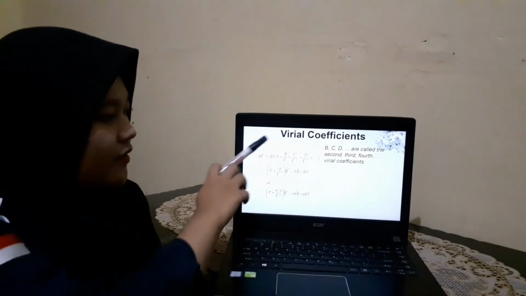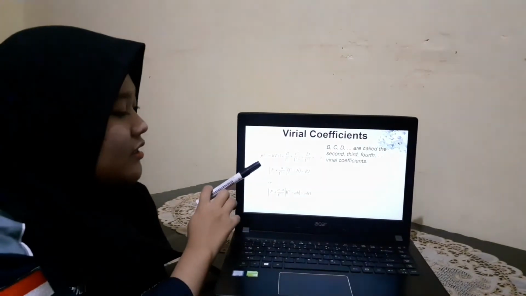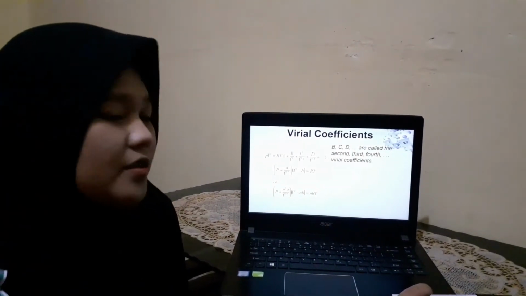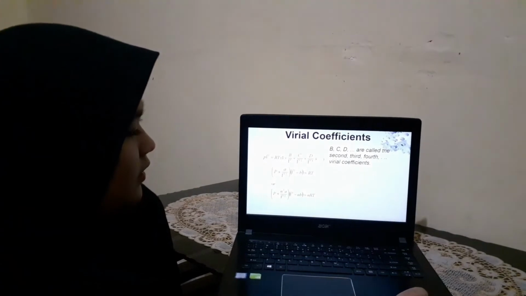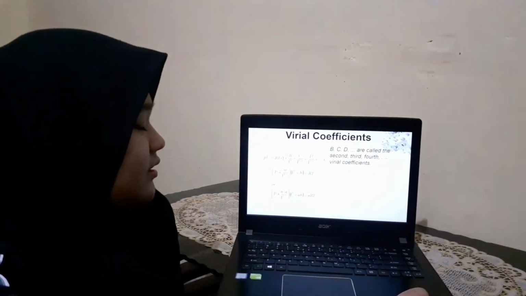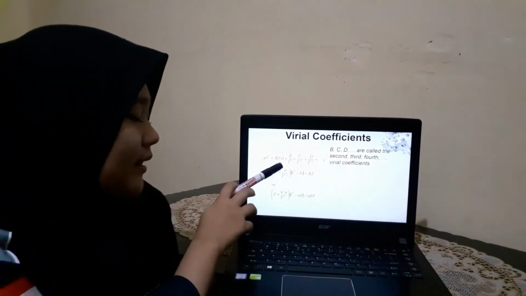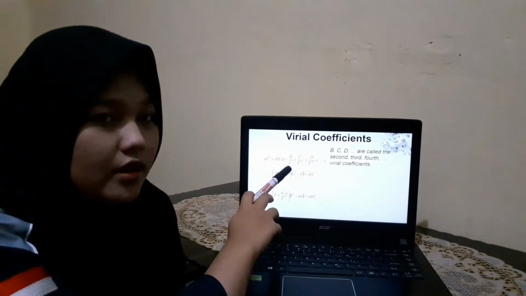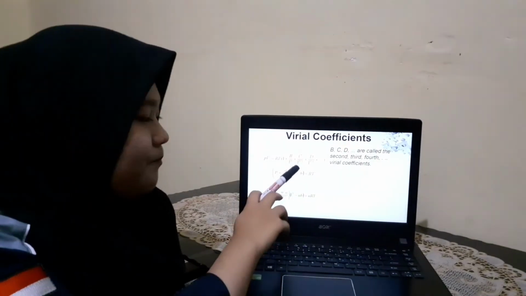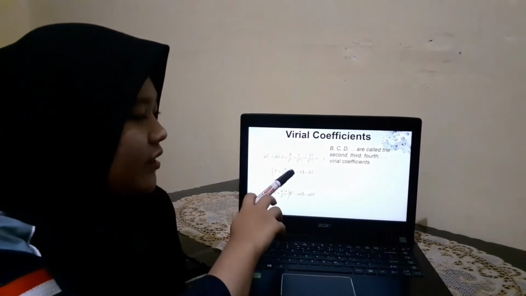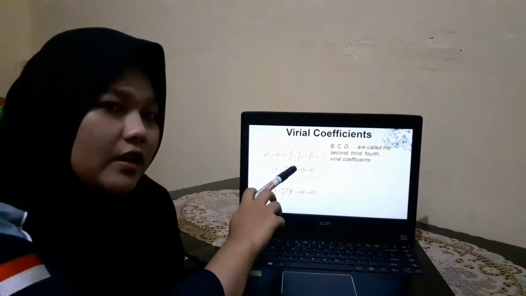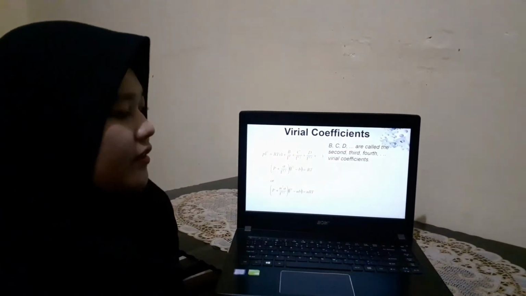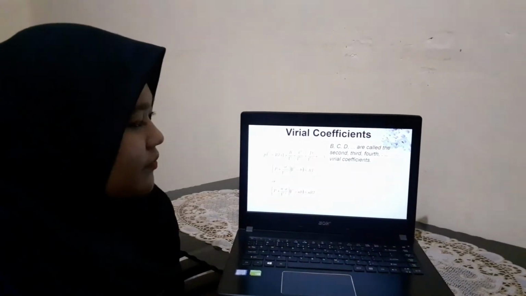So this is the equation of the Virial coefficient. This is for just general. Pressure times molar volume equals the gas constant times temperature times one plus B, the second Virial coefficient, divided by molar volume, plus C, the third Virial coefficient, divided by molar volume squared, plus D, the fourth Virial coefficient, divided by molar volume cubed.